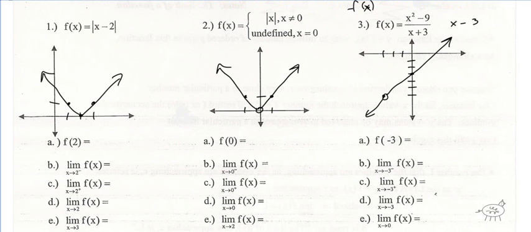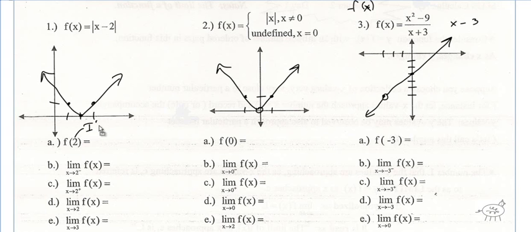So right off the bat, see that A? A says f of 2. What does that mean? It means I am there. That's important. I'm there. So that means I plug a 2 into the equation. The absolute value of 2 minus 2 is 0. The absolute value is 0. So f of 2 is 0.